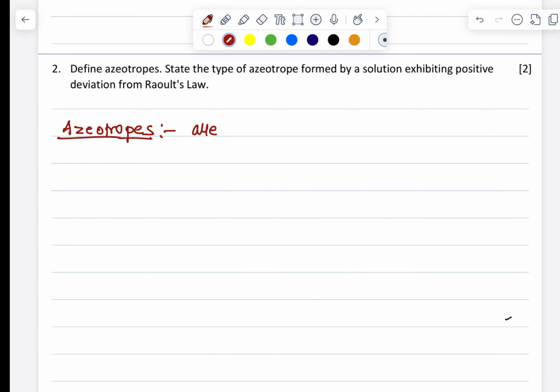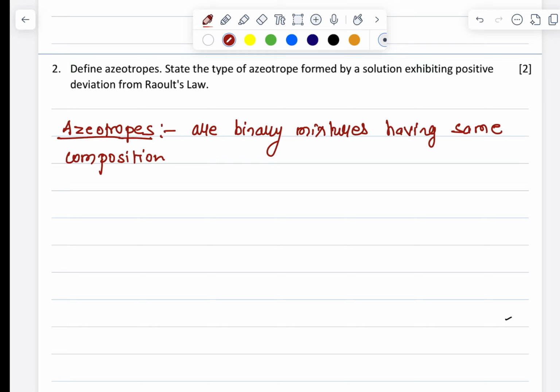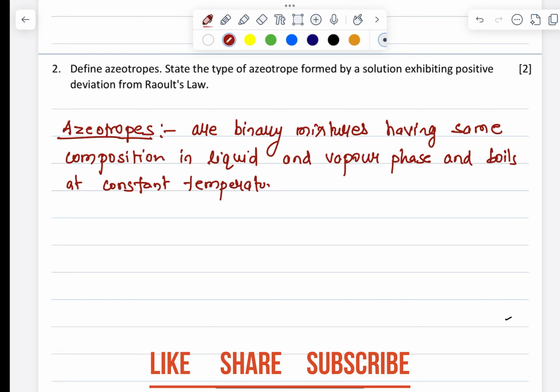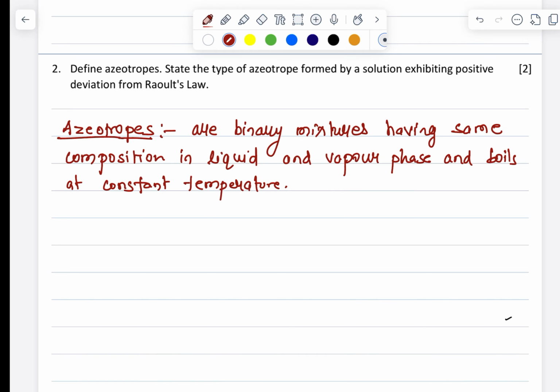azeotropes are binary mixtures having the same composition in liquid and vapor phase, and boil at constant temperature. So this is the definition.